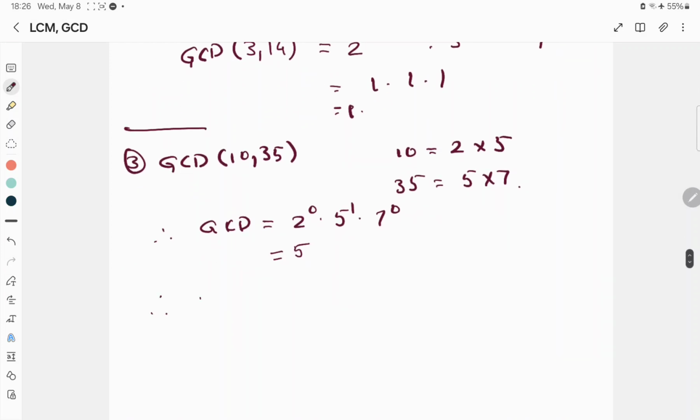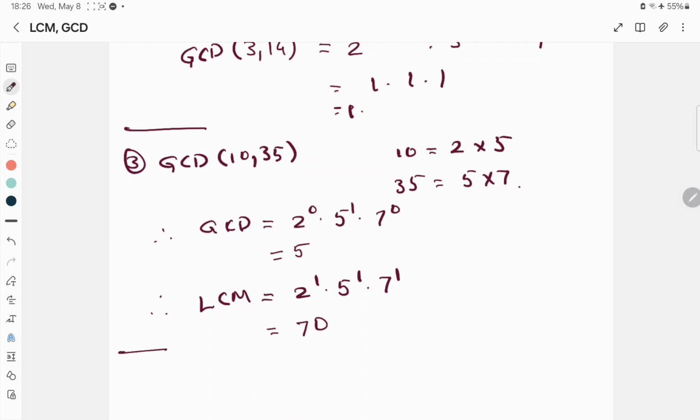And the LCM is equal to again 2 to the power 1, 5 to the power 1, 7 to the power 1. What do we have here? It is 70. So the LCM of the two numbers is 70 and the GCD is 5.